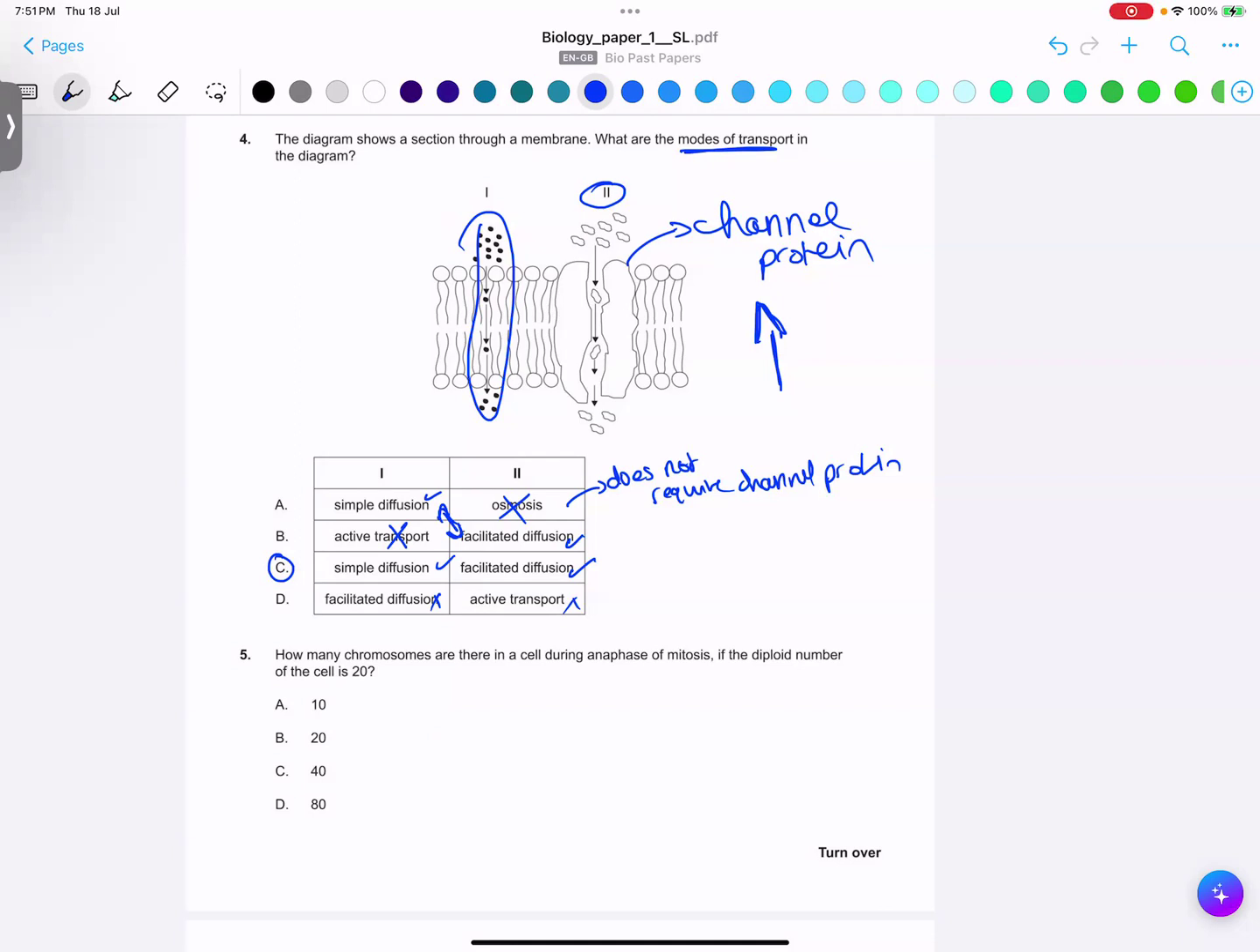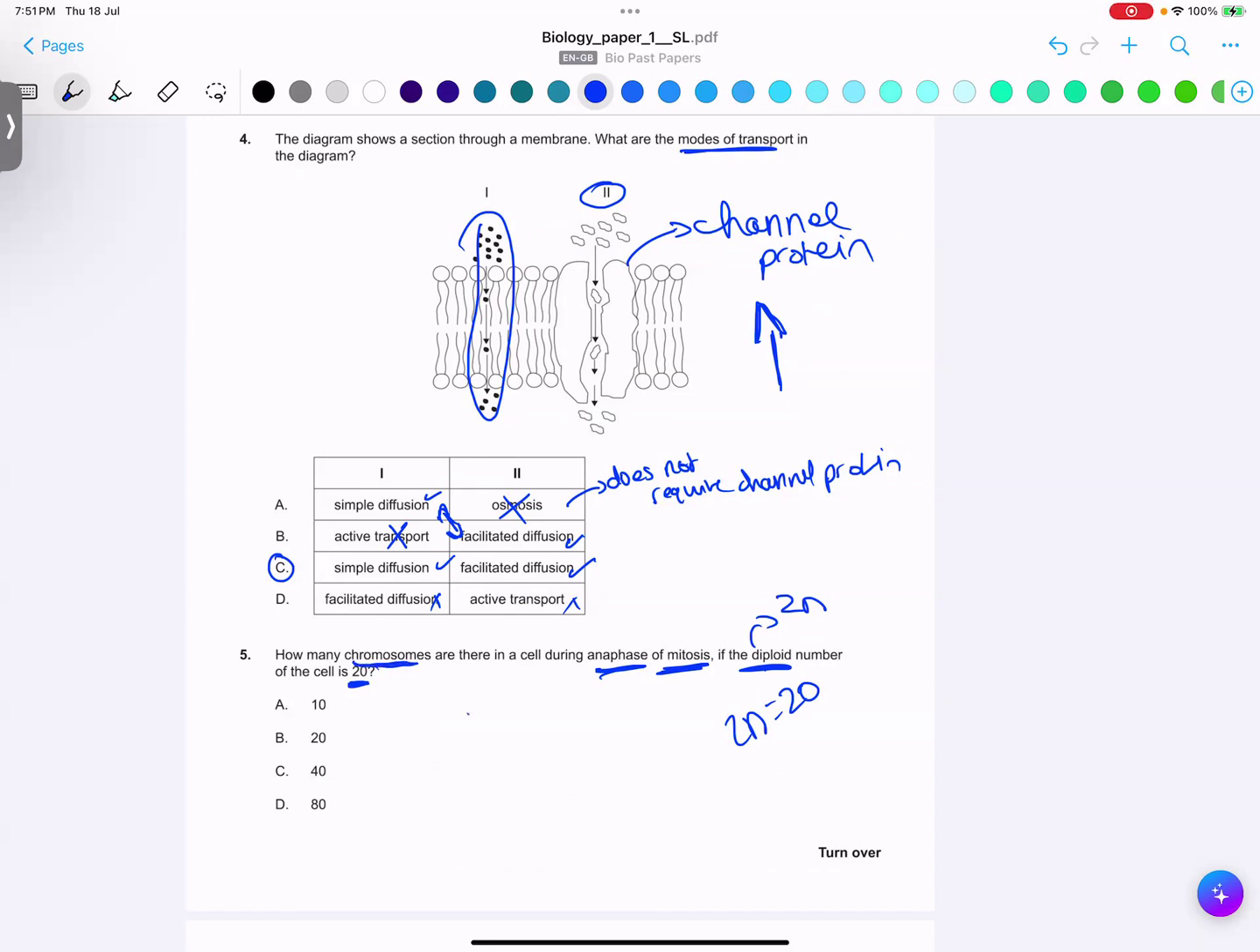So question 5 is: how many chromosomes are there in a cell during the anaphase of mitosis? So this is very important because mitosis is one of the cellular divisions, but we also have meiosis. So in this question, they're specifically asking us about mitosis. If the diploid number, so diploid number is when it is 2n, keep that in mind, of the cell is 20. So 2n equals 20. Once you start breaking down the question, you'll actually really understand what they want and how you'll answer it exactly. And we have chromosomes. Keep that in mind, chromosomes.